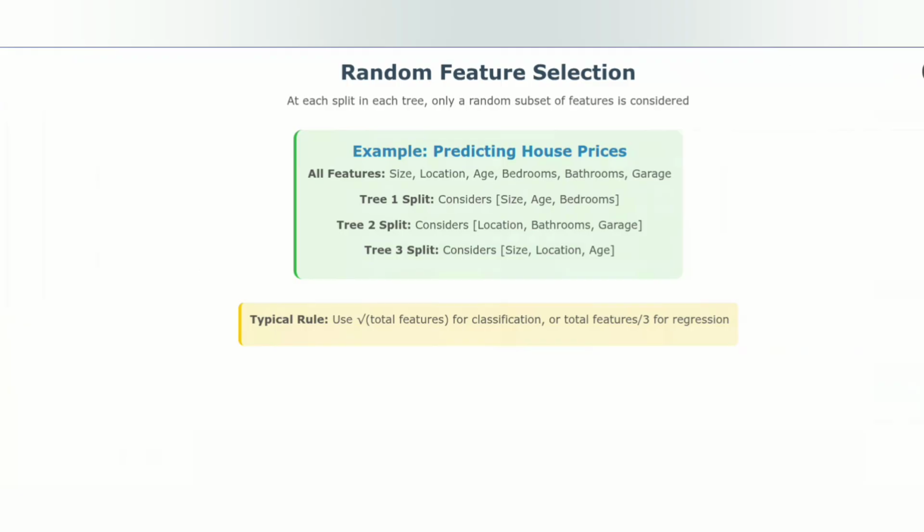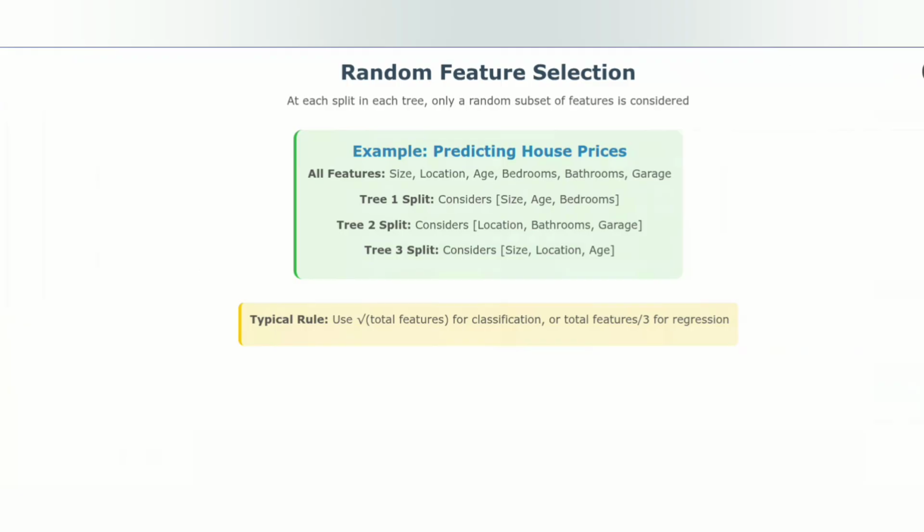So, tree 1 might only look at size, age, and bedrooms when making its first split, while tree 2 considers location, bathrooms, and garage. There's actually a rule of thumb for how many features to consider. For classification problems, we typically use the square root of the total number of features. For regression, we use about 1/3 of the total features. In our house price example, with 6 features, we'd consider about 2 to 3 features at each split.